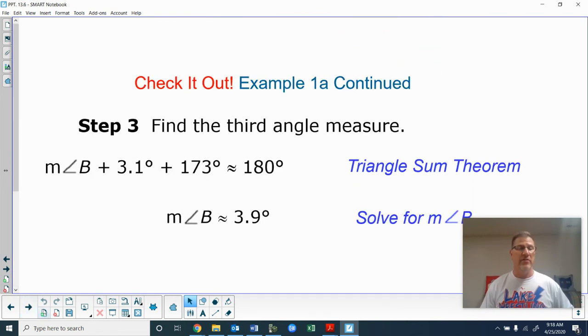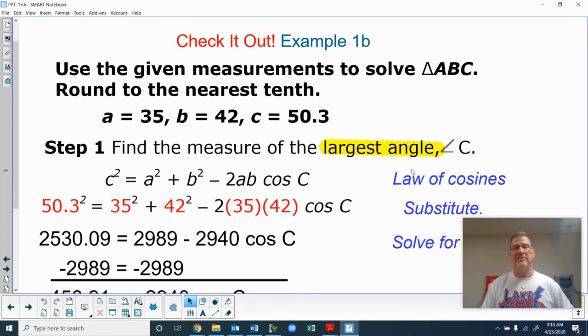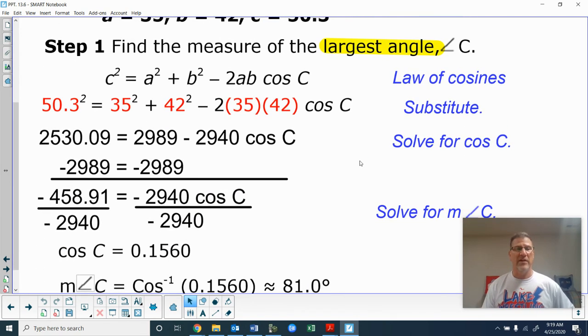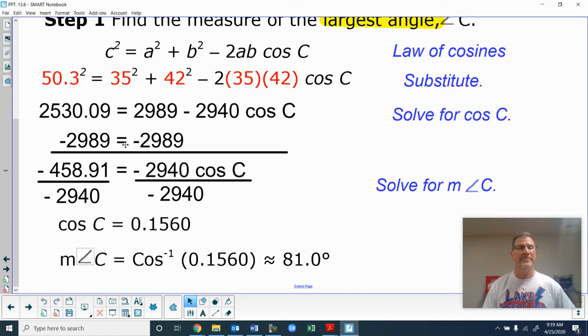And then here's another, this last example is another side, side, side. Okay, C is 50.3. That's the biggest or the longest side. So the largest angle would be angle C. So we're going to use the C squared equals, and then we're going to solve it. I wrote out all the steps for you. The 50.3 squared is this number. 35 squared plus 42 squared is the 2989. The 2 times 35 times 42 is the negative 2940.